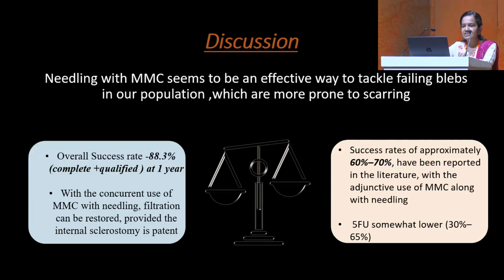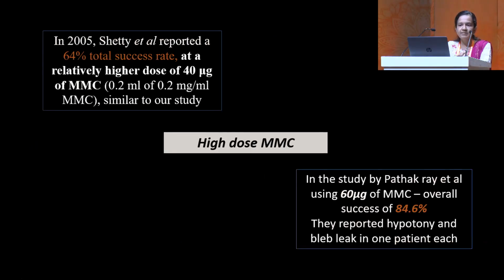Coming to the discussion, needling with mitomycin C seems to be an effective way, with an overall success rate we achieved of around 88.3% at 1 year. Literature has noted success between 60 to 70%. So this study by Shetty et al. showed a 64% total success rate. The point to be noted here is that in this study, slit lamp needling was done. And one more study used high dose mitomycin C, 60 microgram, and the success was 84.6%.